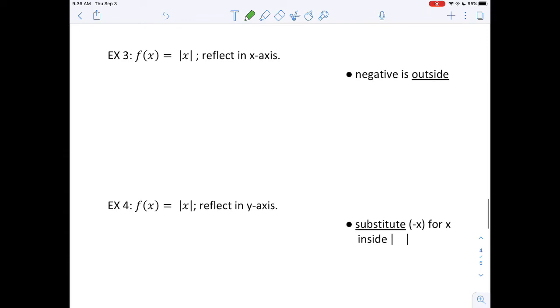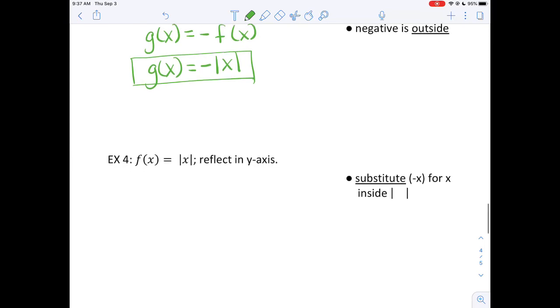So first we're going to look at a reflection in the x-axis, and we are starting with our absolute value function. Again, remember that for absolute value or anything that has grouping symbols, that negative is going to occur on the outside. So our g of x, our transform function, is going to be negative f of x. Now, what is f of x? Well, f of x is just absolute value of x. So we can write our transformed function in terms of f of x here. Plugging in for f of x, we get negative absolute value of x.